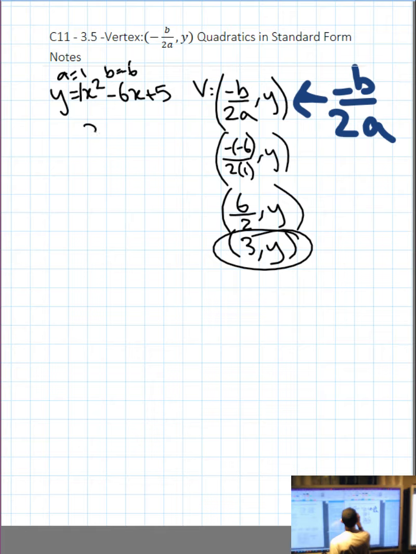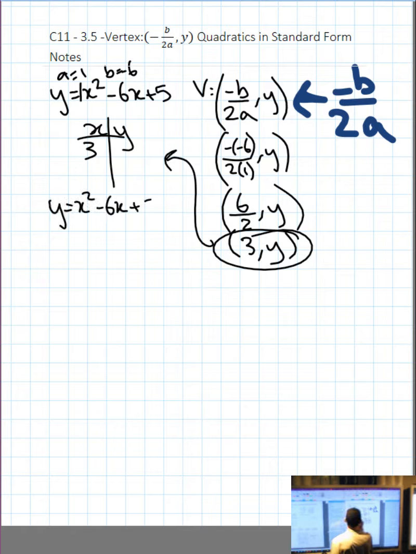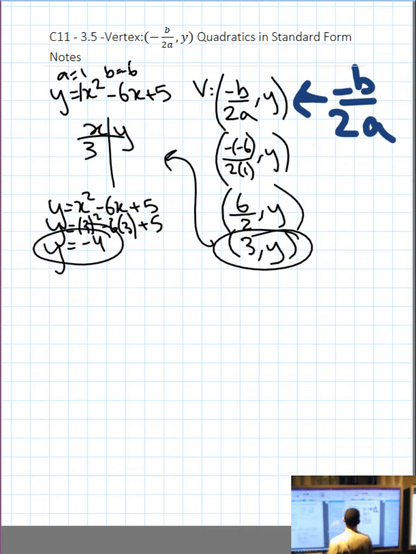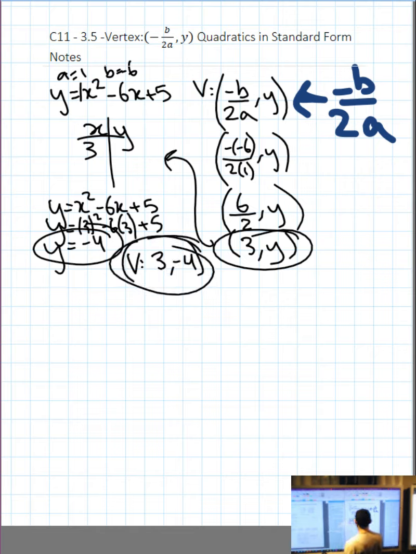Just know that you can make a table of values, put in the x value 3 that we just figured out, and figure out what y is. Rewriting the equation from above and carefully putting 3 in for x: y equals 3 squared minus 6 times 3 plus 5. 3 squared is 9, 6 times 3 is 18, 9 minus 18 is negative 9, plus 5 is negative 4. Circle my answer. Then we know the vertex is our x value 3 and our y value negative 4. Circle your answer twice.